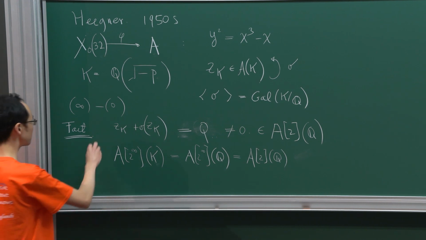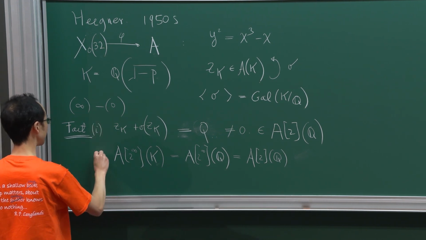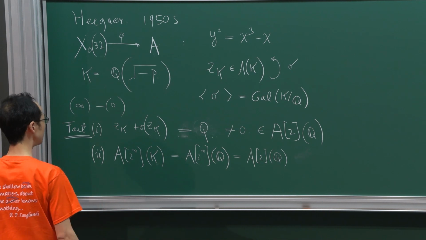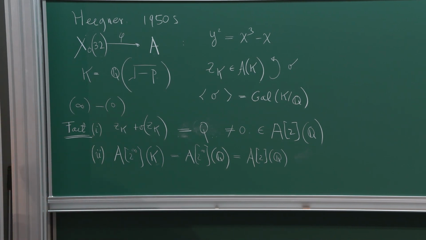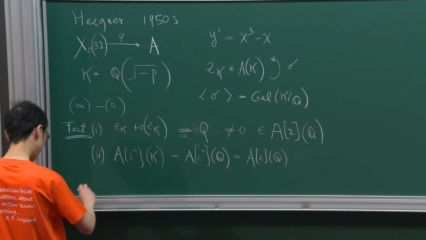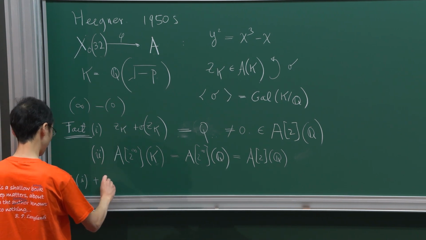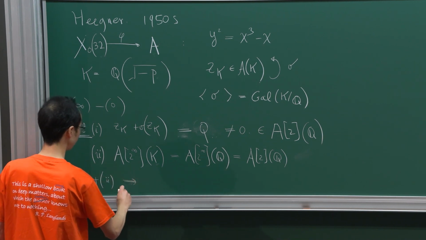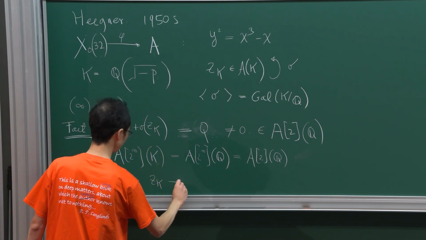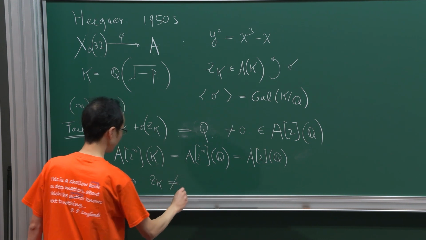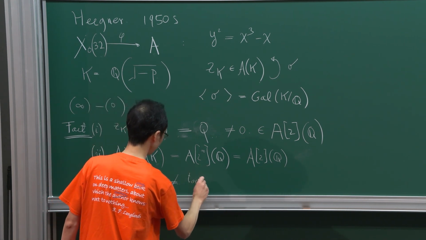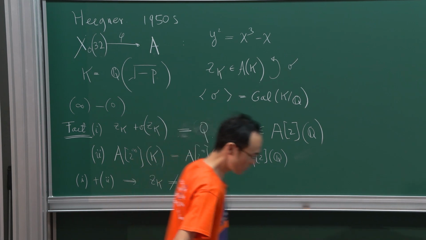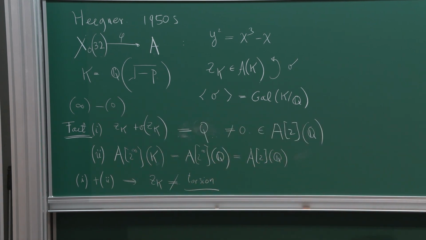So from those two, one is intrinsic to the construction of a Heegner point. Two is dependent on the choice of your quadratic field. So one plus two implies this point z_K is non-torsion. So in particular, you have already proved the elliptic curve has, once you base change to K, Mordell-Weil rank at least one.